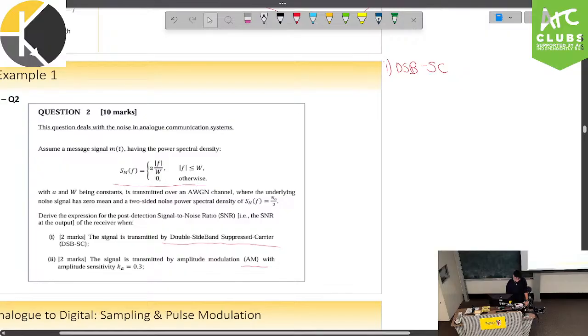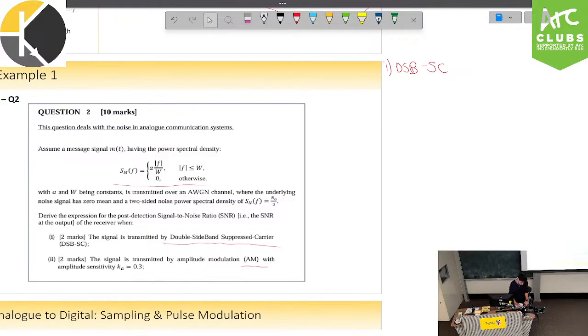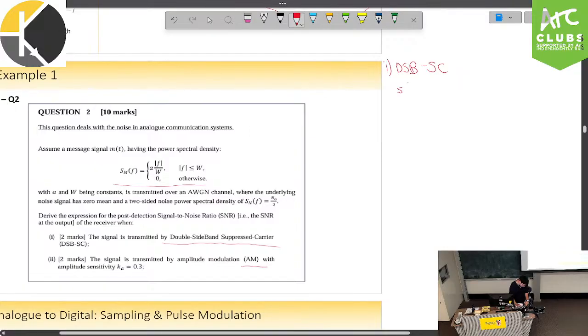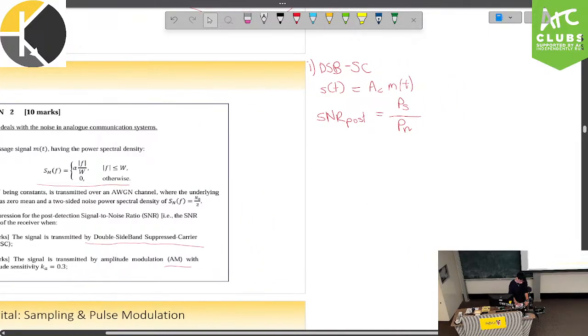When we receive and filter a demodulated signal using DSB, we will have an output that often looks like this, which is some amplitude of your carrier multiplied by your message signal. What we're trying to find is your post-detection SNR. To do this, you're going to need the power of your signal after the detection and the power of your noise. First, we'll look at the power of your signal.